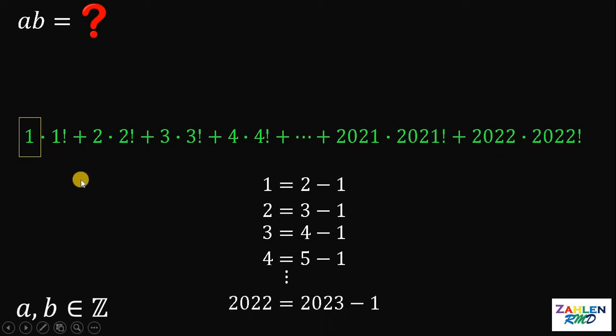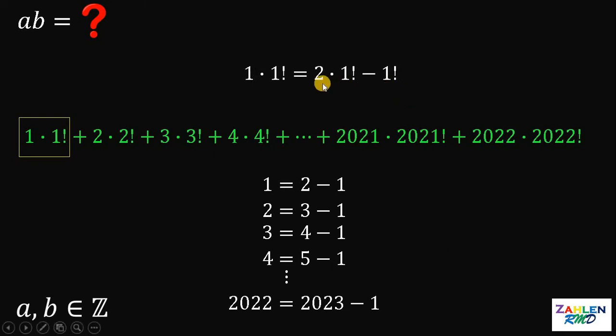Now at this point, let's focus on this expression 1 times 1 factorial. Since 1 can be written as 2 minus 1, 1 times 1 factorial can be expressed as 2 minus 1, this is just 1, times 1 factorial. Now, if we distribute this 1 factorial, we have something like this. 2 times 1 factorial minus 1 times 1 factorial. Now, 1 times 1 factorial is simply 1 factorial, of course.